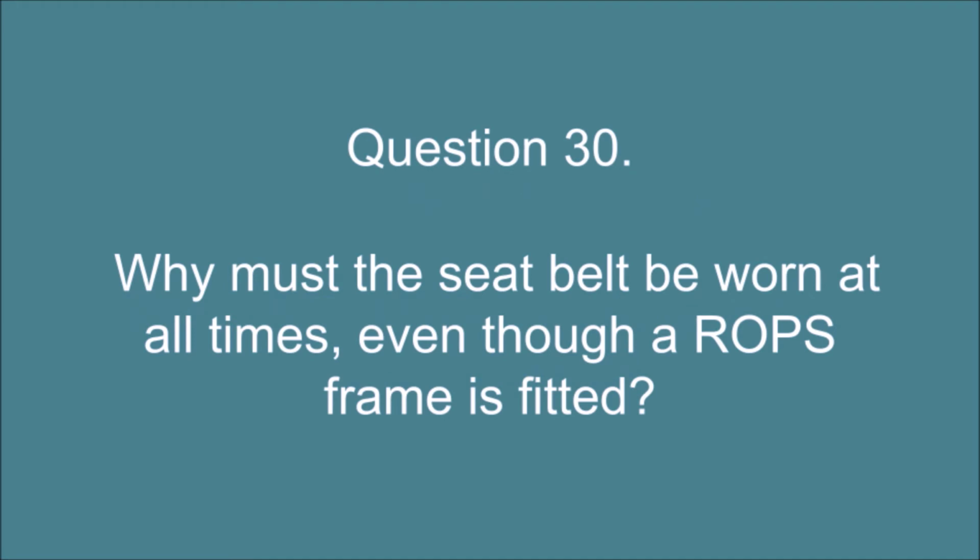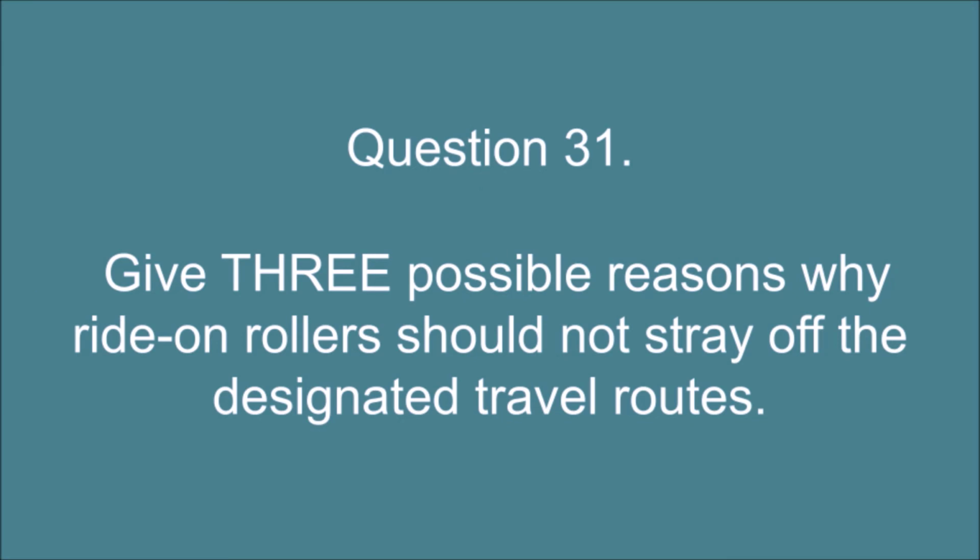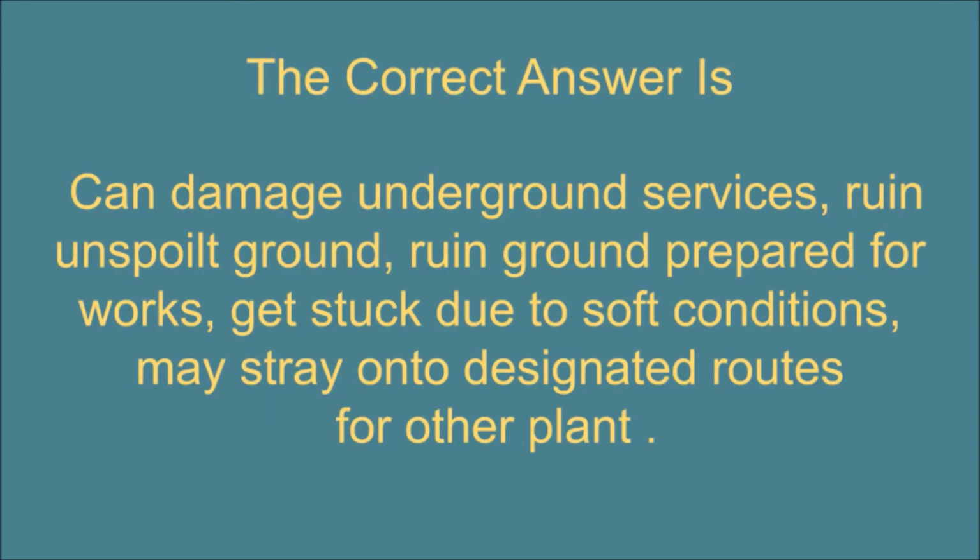Question 30. Why must the seat belt be worn at all times, even though a ROPS frame is fitted? The correct answer is in the event of a rollover, keeps the main body of the operator within the confines of the operating seat, which may minimize injury by not being flung around. Question 31. Give 3 possible reasons why ride-on rollers should not stray off the designated travel routes. The correct answer is can damage underground services, ruin unspoiled ground, ruin ground prepared for works, get stuck due to soft conditions, may stray onto designated routes for other plant.